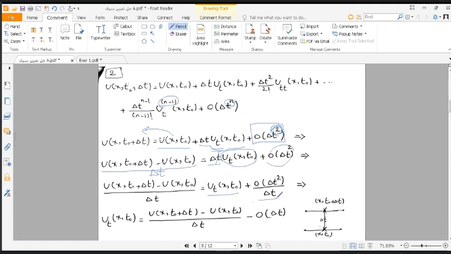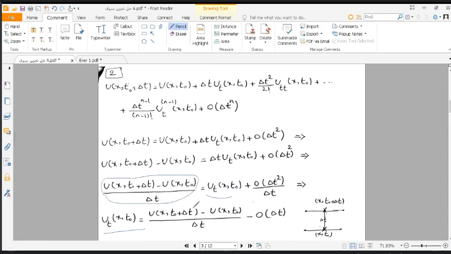We divide the sides by delta t. And then we have u_t(x, t0) equal to this fraction, u(x, t0 plus delta t) minus u(x, t0) over delta t, minus O of delta t, because we move this term, which is O of delta t, from right to left, and we have minus O of delta t.